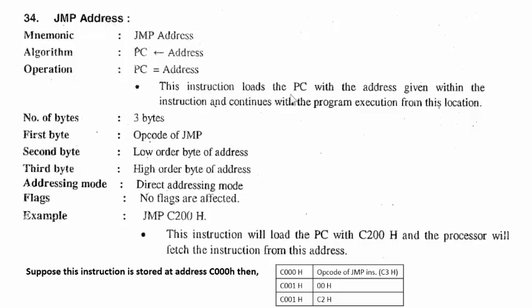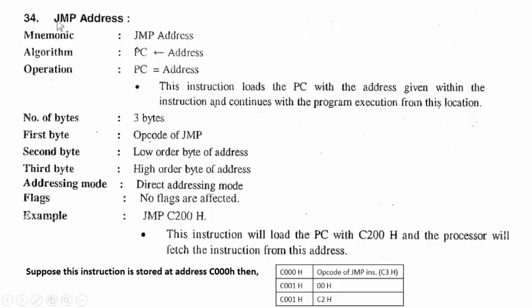So this instruction loads the program counter with the address given within the instruction and continues with the program execution from this new location. The size of the instruction is 3 byte. How 3 byte? As we discussed in the last video lecture on instruction formats, you will find 1 byte, 2 byte or 3 byte instructions. So the JMP instruction will come in 3 byte format.